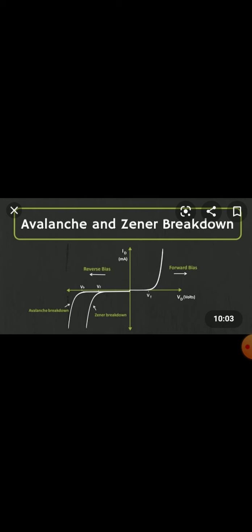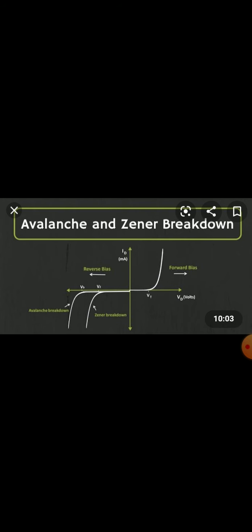What are the breakdowns in a PN junction diode? There are two types of breakdown. One is avalanche breakdown and the other is Zener breakdown. What is avalanche breakdown and what is Zener breakdown?